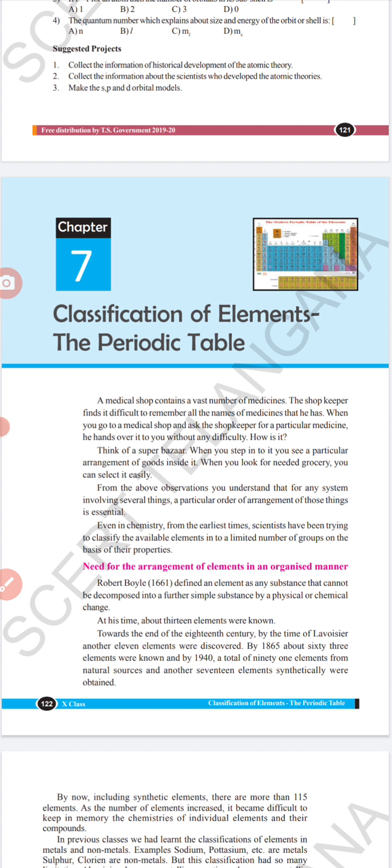Classifying means separating the elements, arranging the elements. Already we know many elements, we have around 118 approx. These elements are kept in a periodic table. These elements are not kept randomly anywhere. They are being arranged. How they are arranged, we will understand with an example.